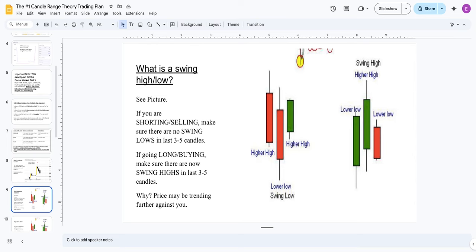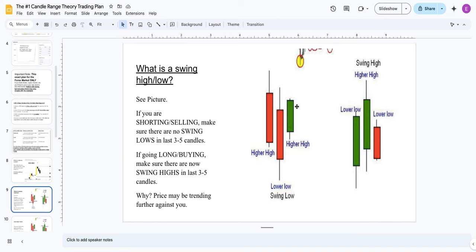All right. So if you're shorting or selling and there are no swing lows, which is right here, in the last 3 to 5 candles, just make sure you don't see this. If you're going long, all right, that means you're buying, you don't want to see a swing high. Now, why is that? Because these can be patterns to signal the starting of a trend.